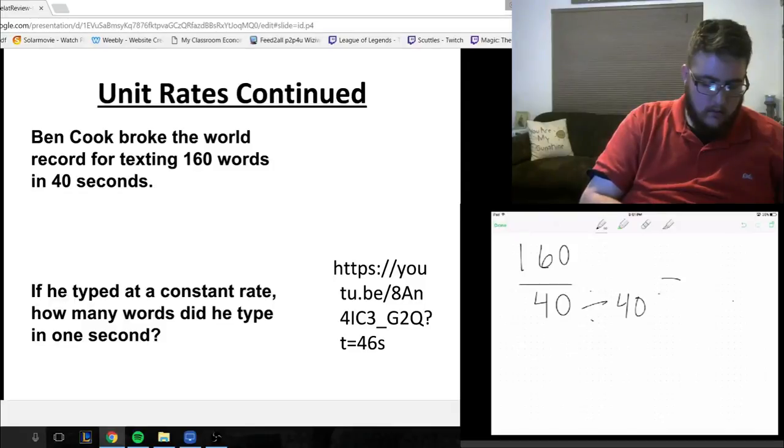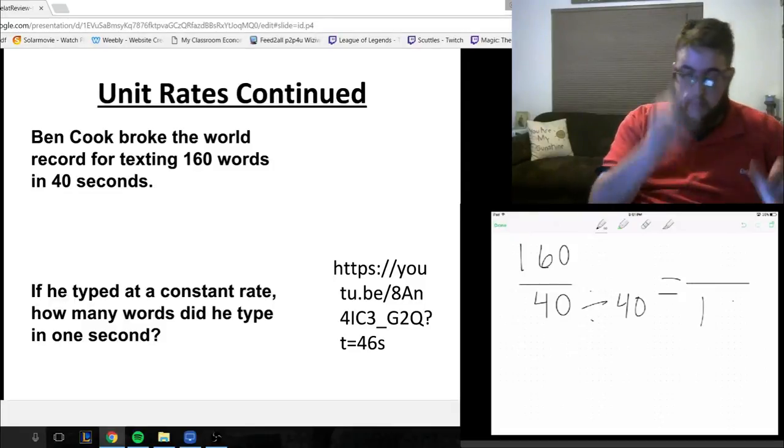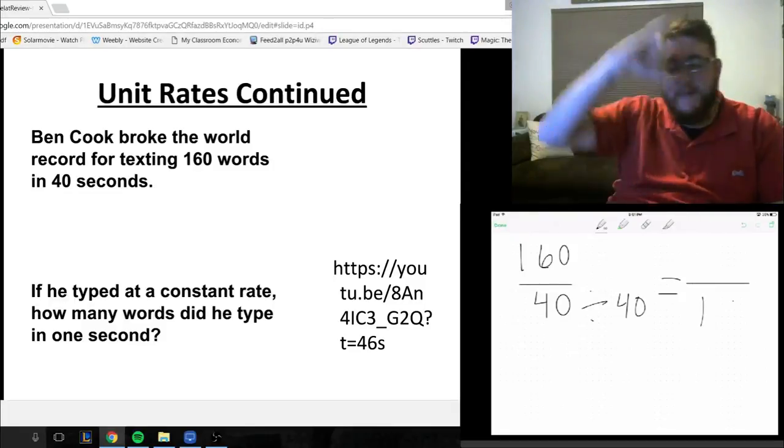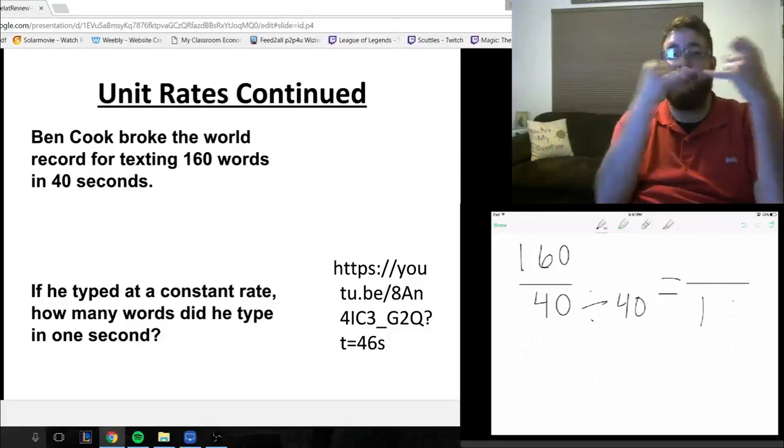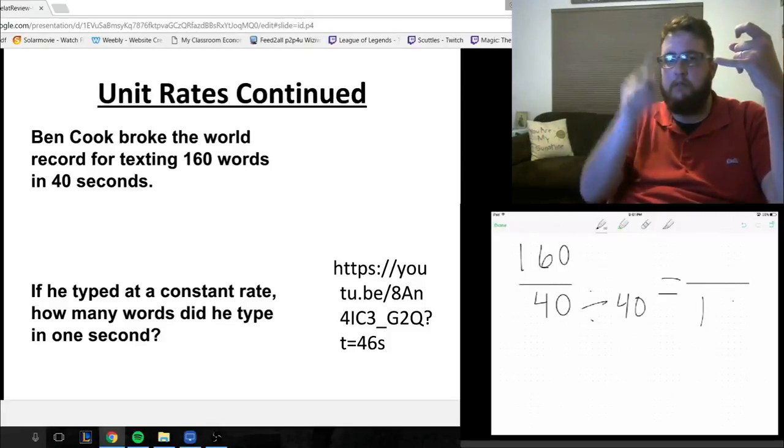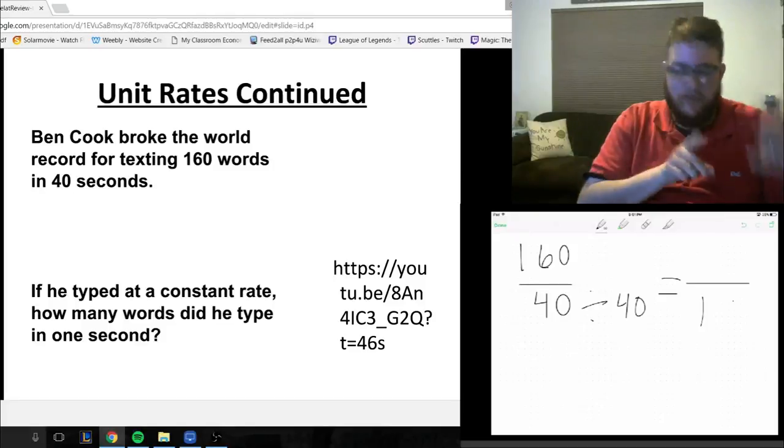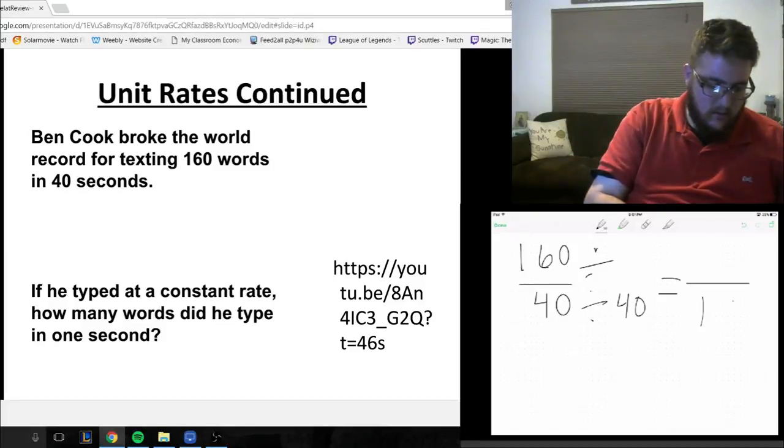But remember that we have to be fair. We've got to be equal. So if we divide the denominator, the bottom number, by 40, then we must also divide the numerator, the top number, by 40. So 160 divided by 40.